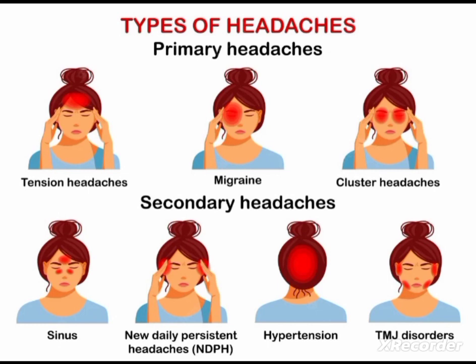Tension type headache is the most common type of headache. It is characterized by its bilateral location and pressing or tightening quality. Tension type headache is usually of mild to moderate intensity and not aggravated by physical activity. Tension type headache is again categorized into episodic, frequent episodic, or chronic headache.